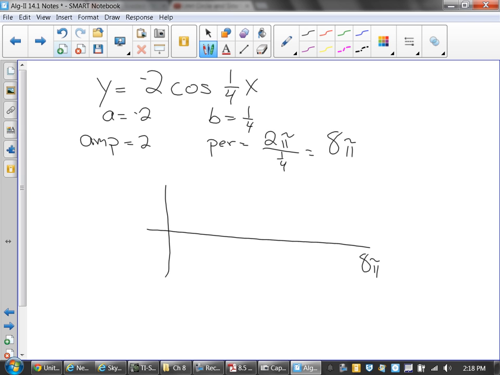What's halfway between 0 and 8 pi? 4 pi. What's halfway between 0 and 4 pi? 2 pi. This is easy. What's halfway between 4 pi and 8 pi?